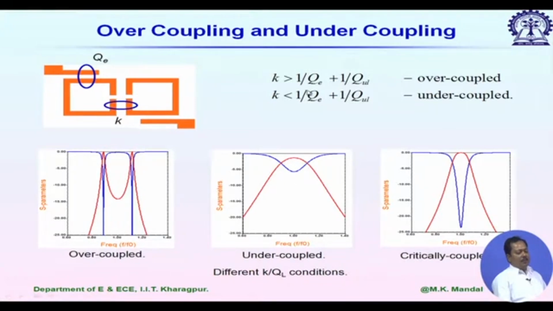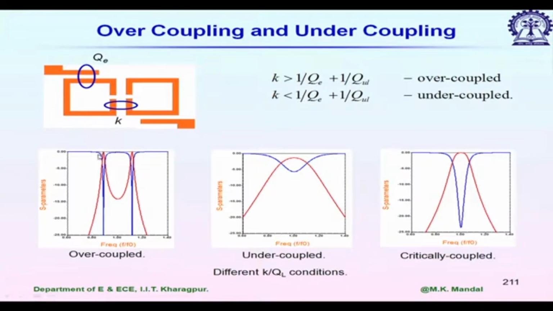Now, depending on the QE and K values for a given system, we may have three different scenarios. In case 1, we call it the overcoupled condition, when K is greater than 1 by QE plus 1 by QUL, where QE is the external quality factor and QUL is the unloaded quality factor of the resonator. In the second case we call it the undercoupled case, when K is less than this value. So, you see this is a typical overcoupled scenario.